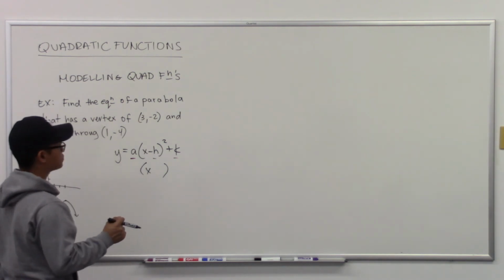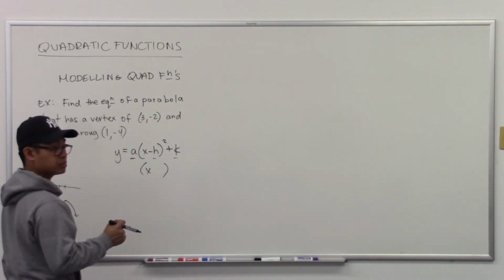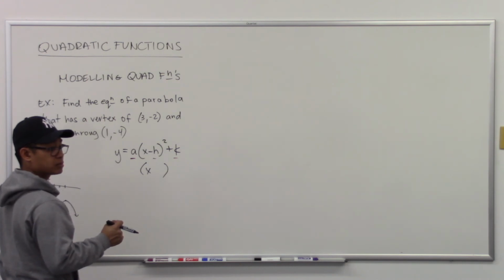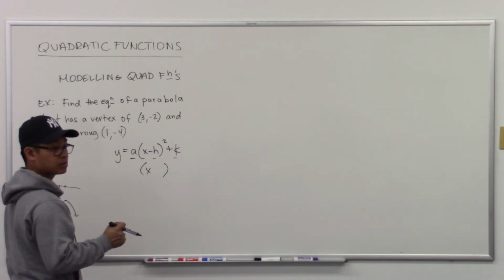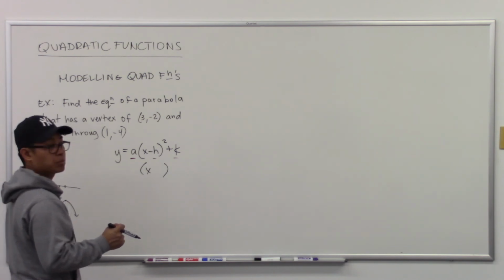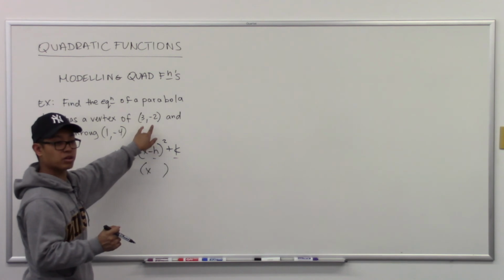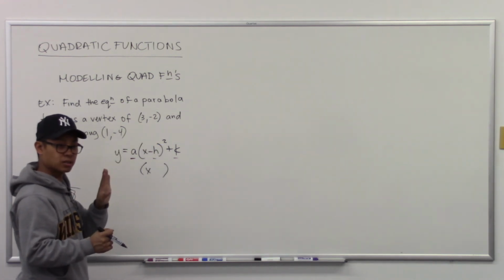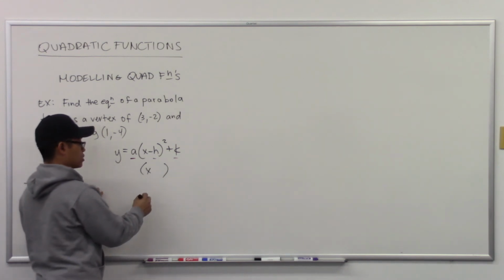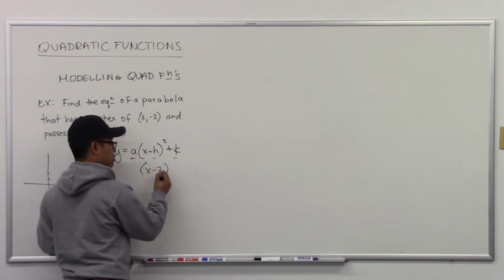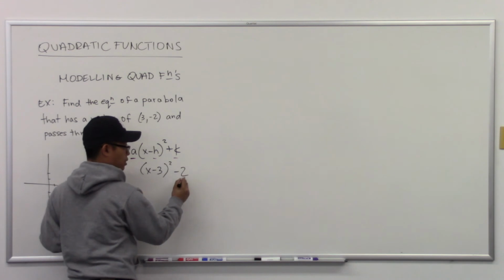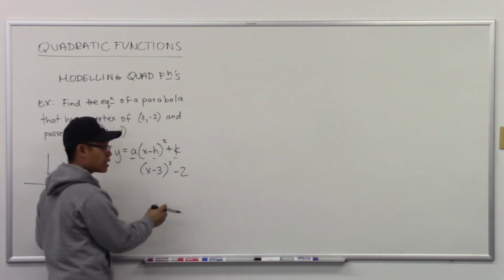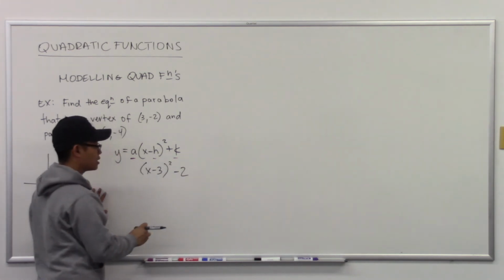Go ahead. Oh, sorry. The vertex is h and k, so it's like the h is the negative 2. But if it's h and k, then why are you saying that h is negative 2? H is the first. Yes. H is the first number, 3. Okay. K is negative 2. So then I should be putting x minus 3 squared minus 2 here. Right. Take that in. Don't forget that, please.